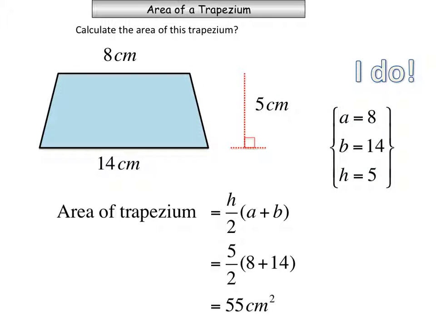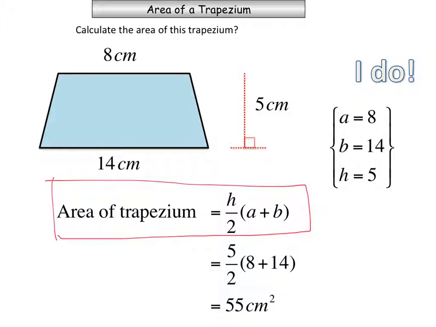So using your area formula, you've got H on 2 multiplied by A plus B. Substitute our values. H is 5 on 2 multiplied by A plus B, which is 8 plus 14. So you could put that straight into the calculator, or you can break it down a little bit. 5 on 2 is 2.5. That part here is 2.5, multiplied by 8 plus 14, which is 22. So 2.5 times 22 gives you 55 square centimeters. Okay.